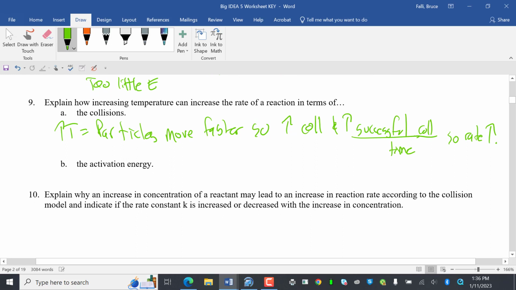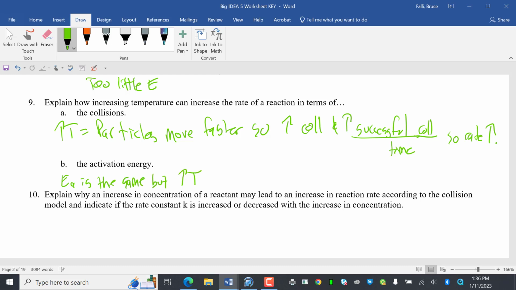Activation energy is the same. EA is the same. But increasing temperature increases the number of particles with enough energy to react.